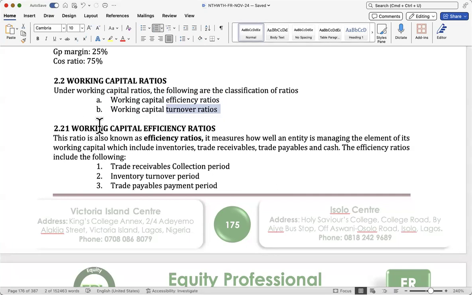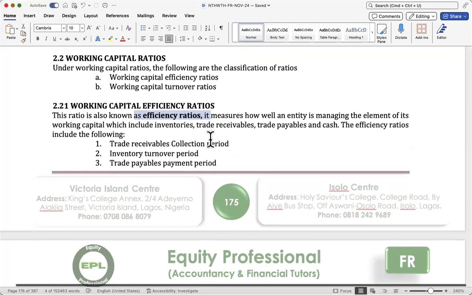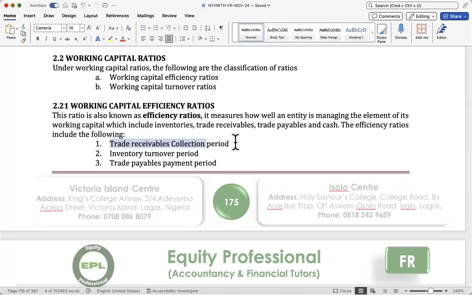So let me focus on these efficiency ratios, which is fully called working capital efficiency ratio. In your exam, like I mentioned, you will see them calling it efficiency ratio. So please, there is nothing there. The efficiency ratios are primarily three. We have trade receivables collection period. We have inventory turnover period. We have trade payables payment period. These are the three efficiency ratios you would give your examiner in the exam.